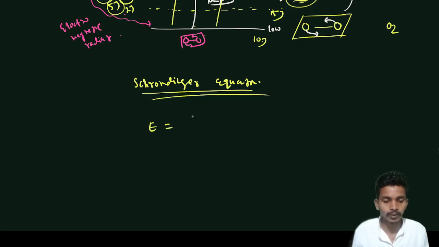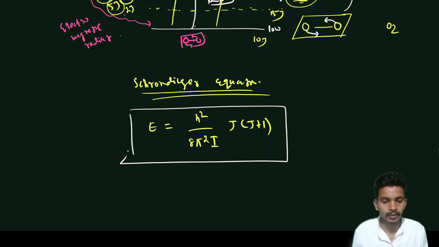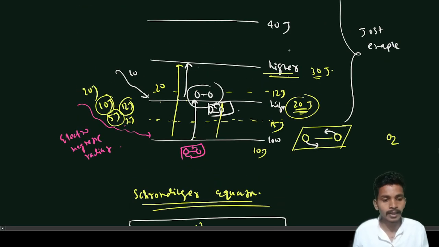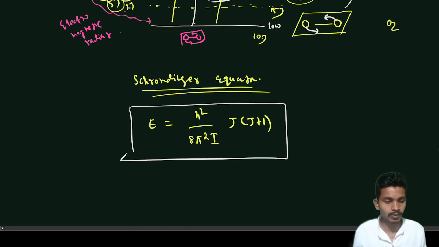energy equal to h square upon 8 pi square I, into J into J plus 1. So this is the equation derived from the Schrodinger equation. With this equation we can derive these energy levels.